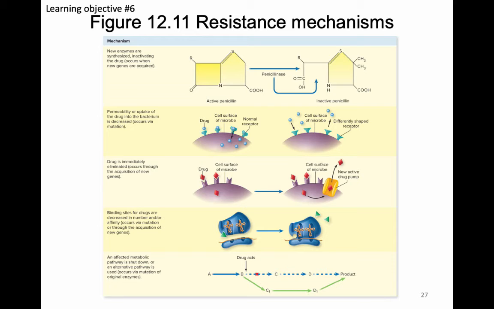Or the last example of how bacteria could become resistant to an antimicrobial is if they acquire genes for making a product in a new way. So if the drug is inhibiting the reaction of B being converted to C, which is eventually turned into product, the microbe could come up with an alternative pathway to make the product, so avoid the reaction that is inhibited by the drug.